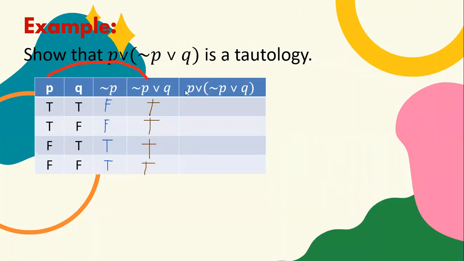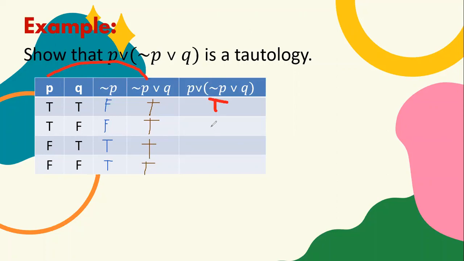Again, sa disjunction, kailan lang nagpo-false? Kapag parehas na false. So meron ba tayong dalawang F for the two columns natin? True, true. Ibig sabihin true din siya. True, true. Okay. So, anong ibig sabihin? True po lahat. True lahat.